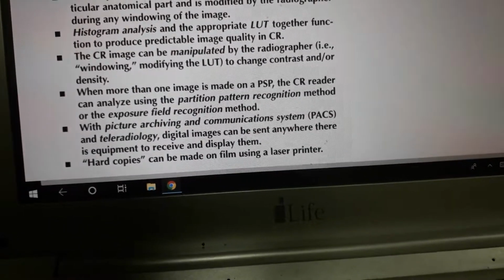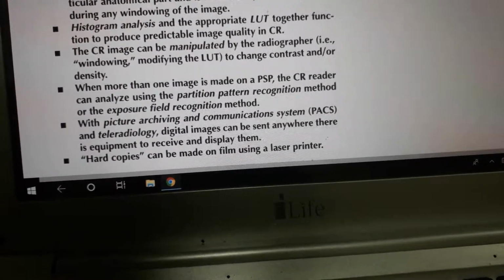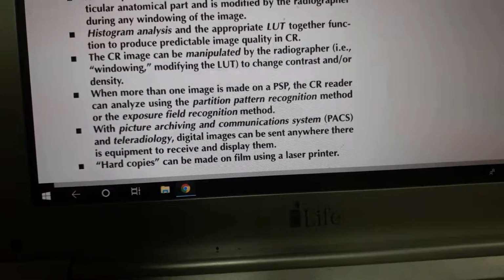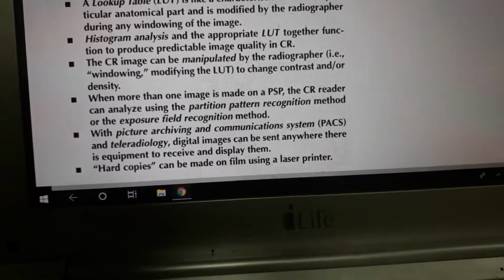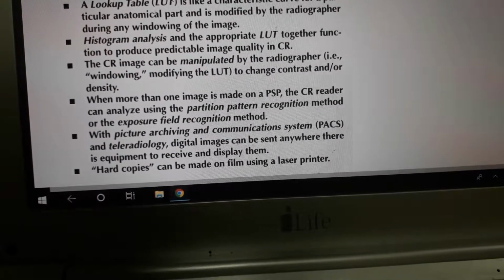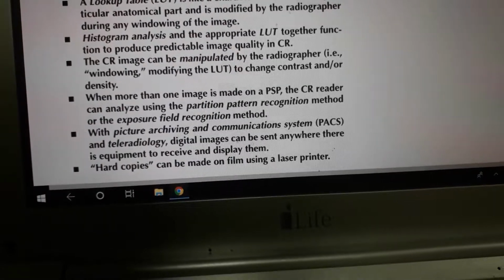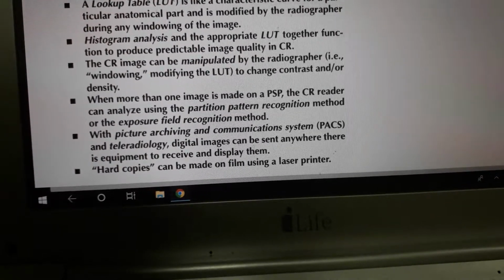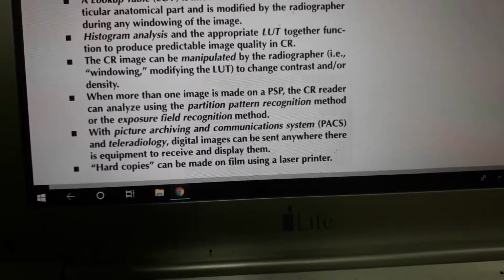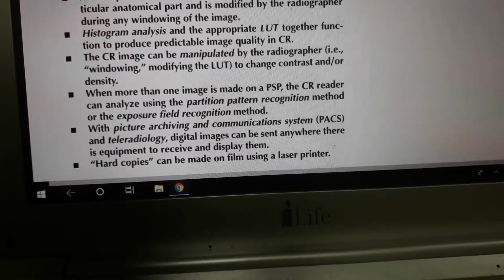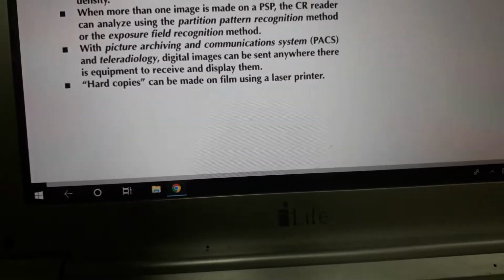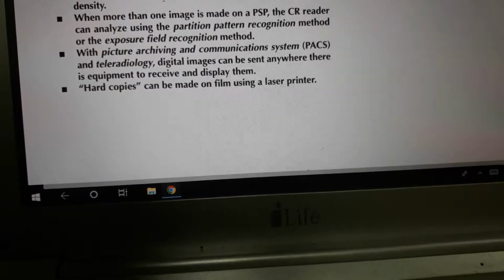With a picture archiving and communication system in teleradiology, digital images can be sent anywhere there is equipment to receive or display them. A hard copy of the image can be made on film using a laser printer.